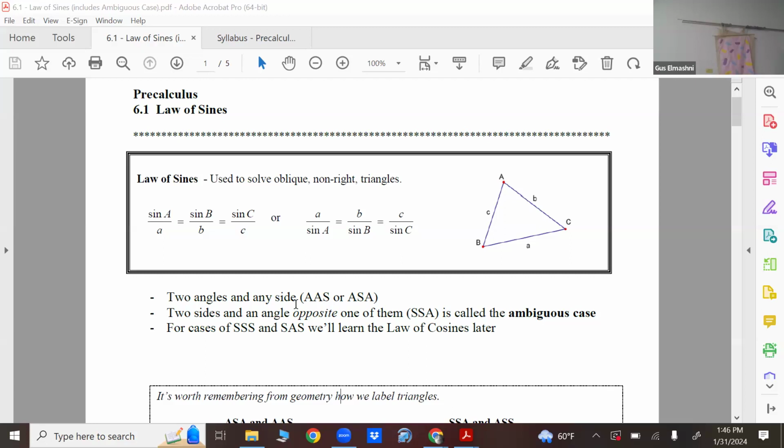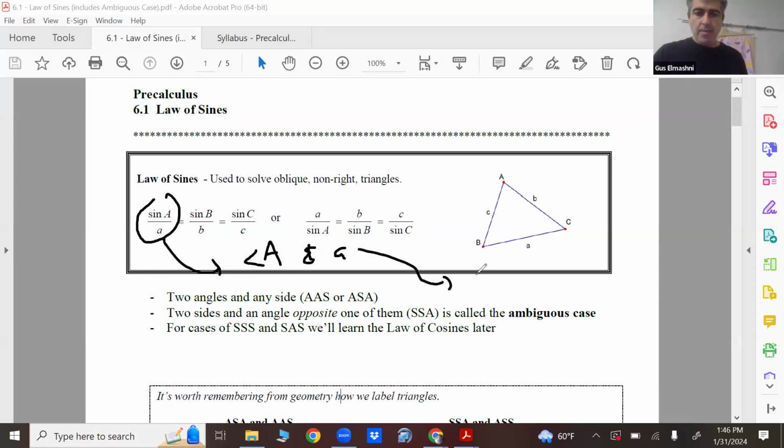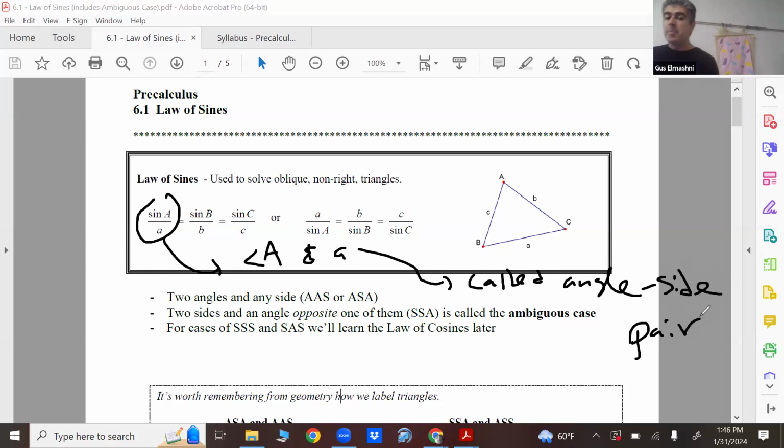So this is called an angle-side pair. Angle A and little a is called an angle-side pair. You have an angle and the side opposite it, and they pair up. Likewise with capital B and little b, capital C and little c. And by the way, you don't have to have the sines in the numerator. The sides themselves could be the numerator. It really doesn't matter.